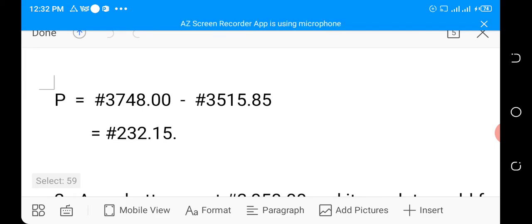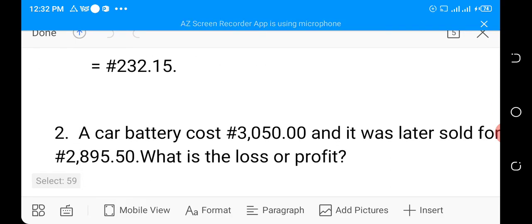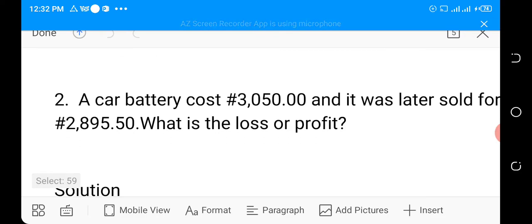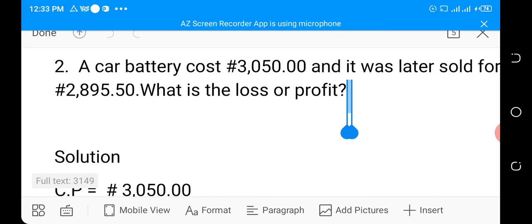So a car battery, that's number 2. A car battery cost 3,050 naira and it was later sold for 2,895 naira 50 kobo. What is the loss or profit? Here you are asked to decide whether it is loss or profit. The first thing is to write what you are given and what you are looking for.